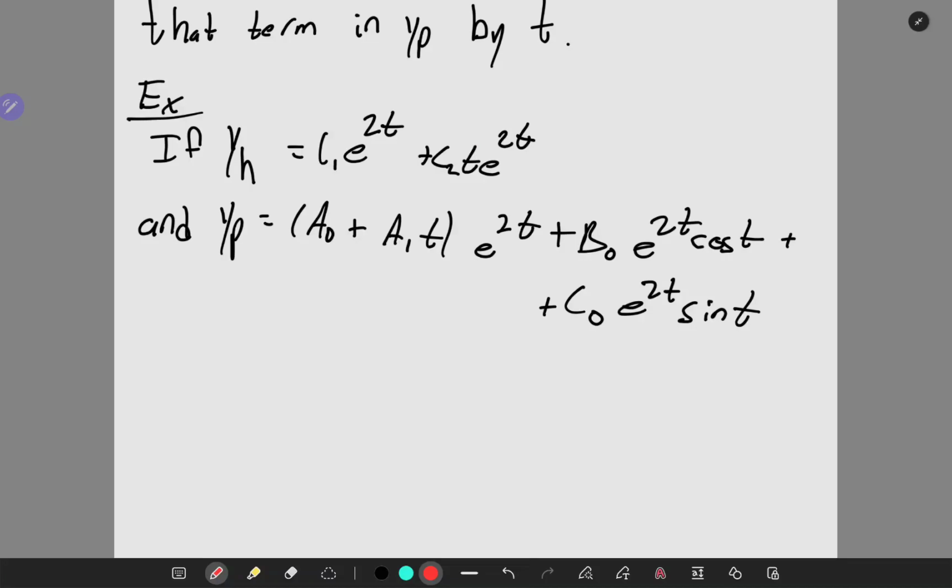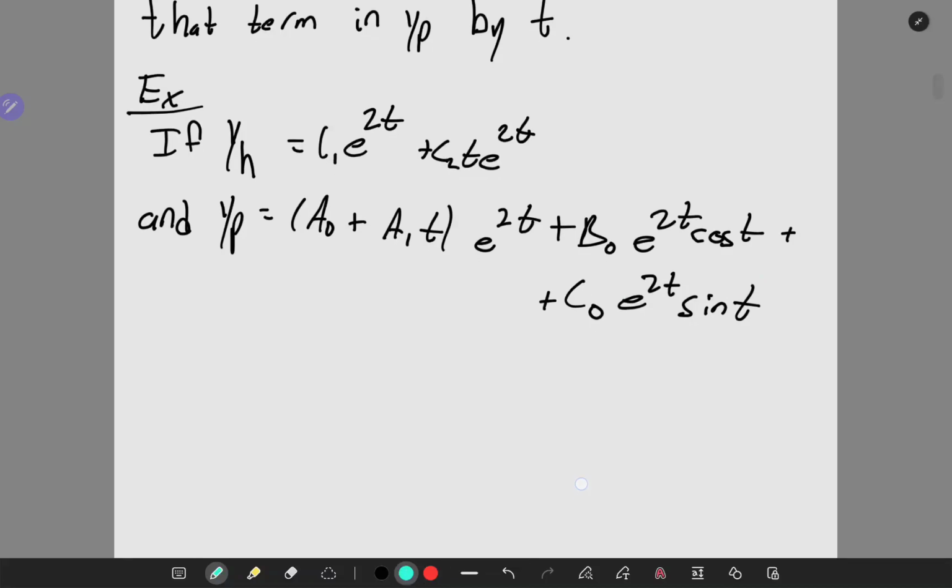But anyways, what if our y sub p was this whole thing, this term plus this term plus this term? Well, what you have to do is look at this term and this term from our y sub h, and this term and this term from our y sub p, and see if any of them match. Now remember, for this, we don't group this and this separately. We group them together. The coefficients are separate from this.